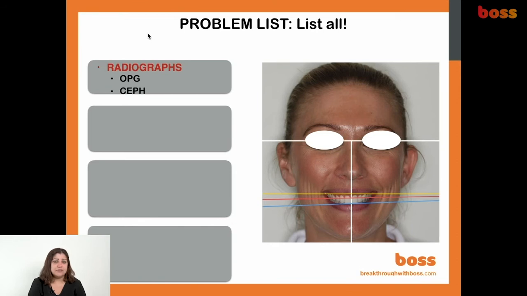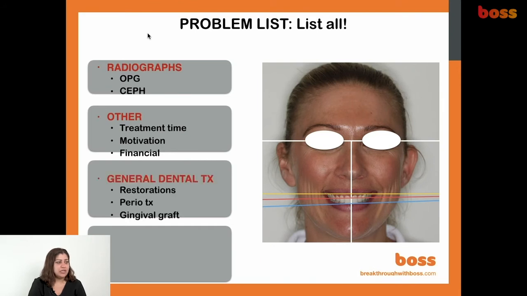Radiographs come quite later on down the track. They're simply correlating your clinical findings, confirming or negating them. So what do the x-rays show us? What about treatment time, motivation, financial, all of that? What is the patient's expectation? General dental treatment, anything that has to occur before treatment, during, after, or has already been done, and what needs to be of concern here. Where's the growth status of this patient?